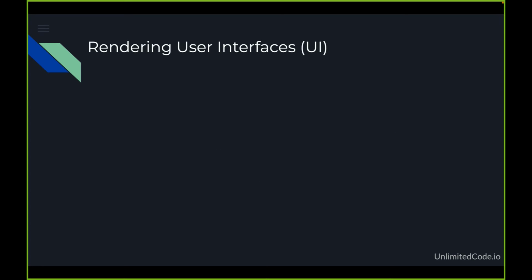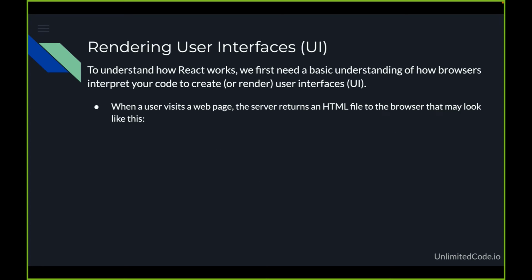Rendering user interfaces. To understand how React works, we first need a basic understanding of how browsers interpret code. We've touched on this. In fact, we dealt with this in our last class where we talked about the document object model. That's what this slide, and all the slides from this point forward, will be talking about. When a user visits a web page, the server returns an HTML file to the browser that may look like what we are seeing here.